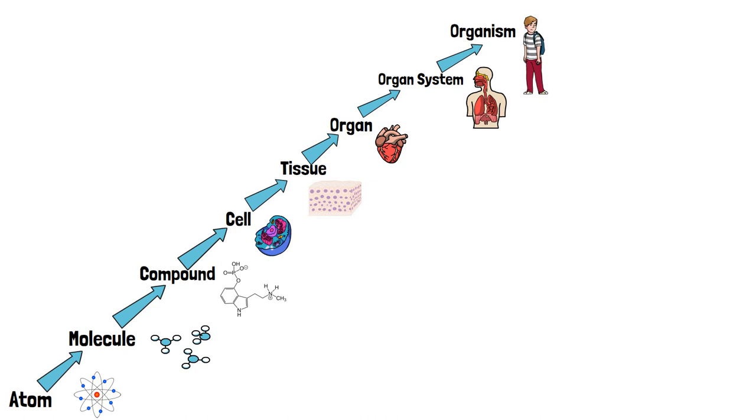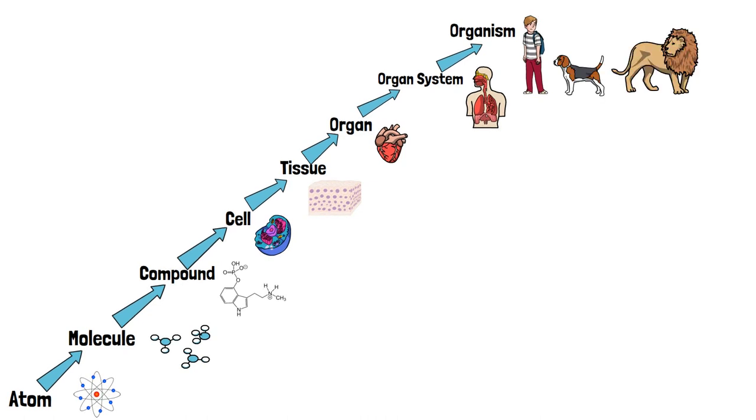You are an example of an organism. I am an organism. We are both human beings. The dog is an organism. The lion is an organism. The hierarchical organization of life shows you how things are organized from basic to complex. Remember, with atoms being the most basic and then forming organisms, which is the most complex for this example.